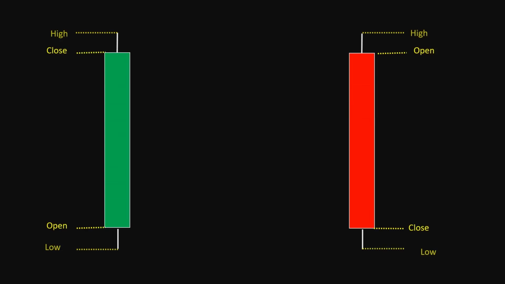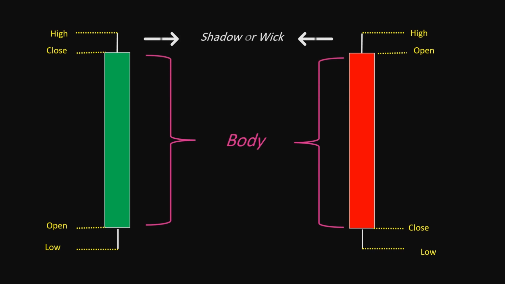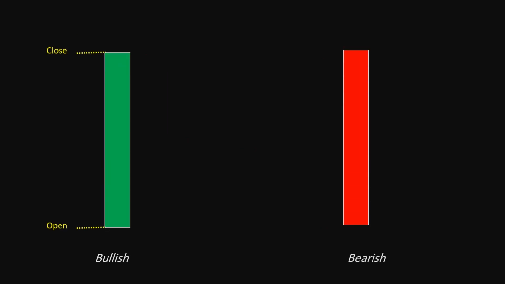To fully understand candle range theory, you've got to know what a candle is actually showing you. A candlestick has two main components: the body, the space between the open and close; and the wick, or shadow, the lines that extend above and below the body. If a candle closes higher than it opens, it's bullish. If it closes lower than it opens, it's bearish.